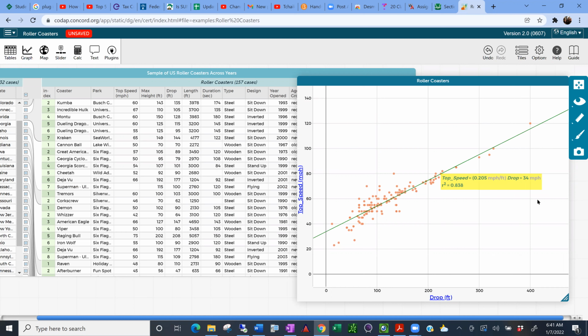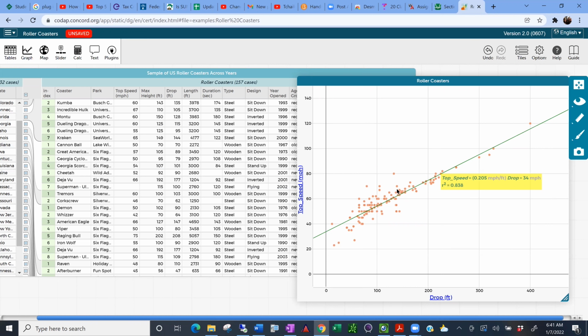But what it's telling me here, it's giving me an equation. Let me see if I can't write that down for us. And we'll look at it and see if we can interpret it. So the equation is our top speed. So I'll call that our y. Y equals 0.25205 x plus 34.